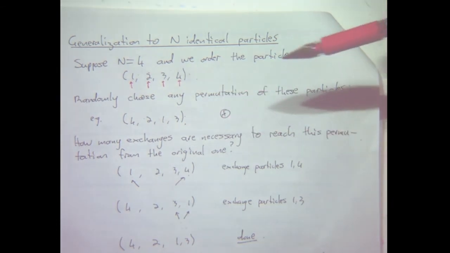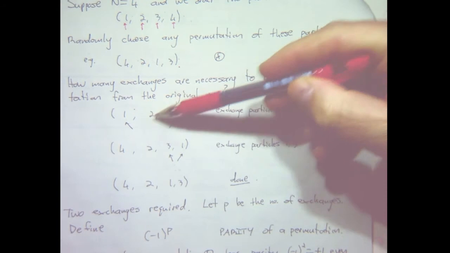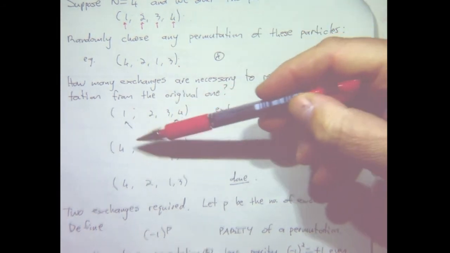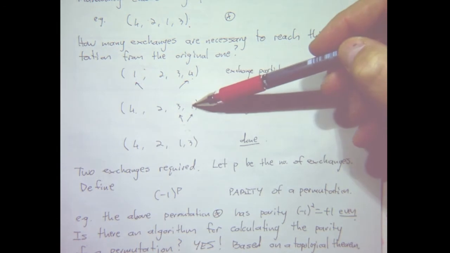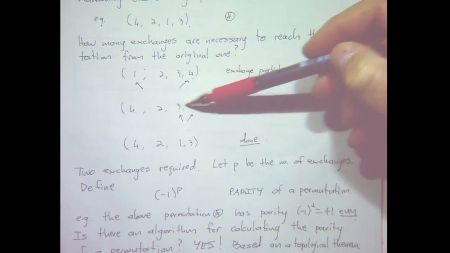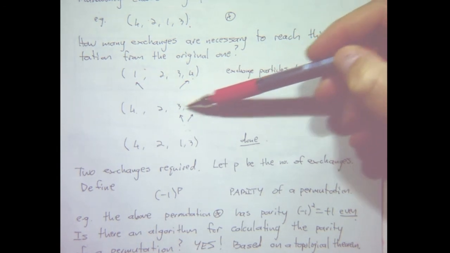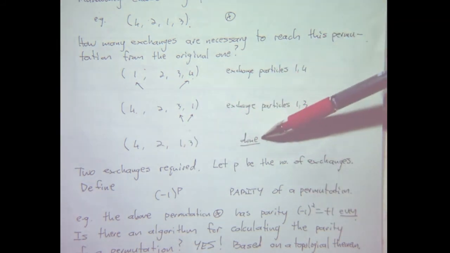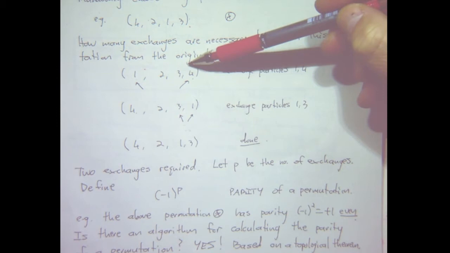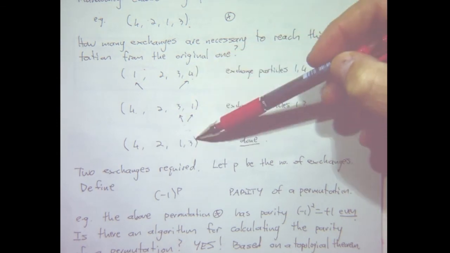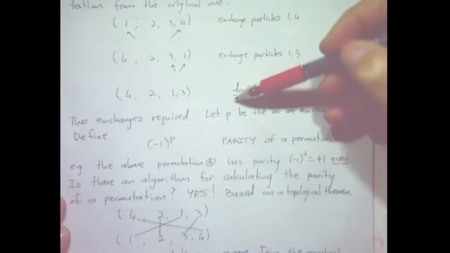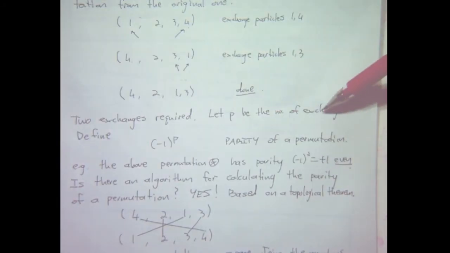Well, for example, you can go 1, 2, 3, 4, and then the first one you can swap 1 and 4. Then you have 4, 2, 3, 1. And then you swap the ones in the last two slots. So you get 4, 2, 1, 3, and you're finished. So you needed two exchanges here.